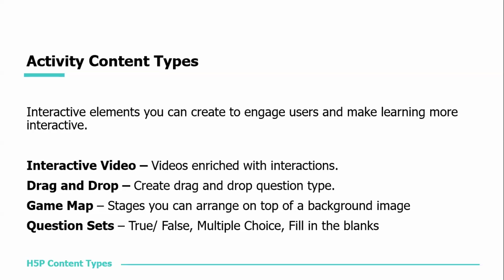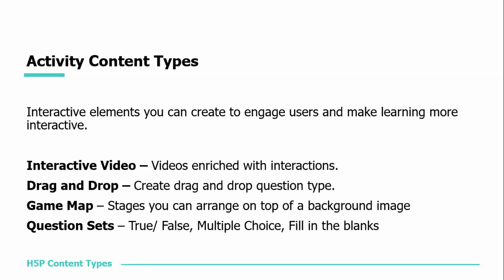You also have the activity content types. These are interactive elements and activities that the learner can take part in. So on the interactive video option, you can have a video which is enriched with various interactions. Could be multiple choice, true or false. You can add extra text. There's loads of different options you can add to a video, either your own existing video you've recorded or a YouTube video that you can embed into Canvas.